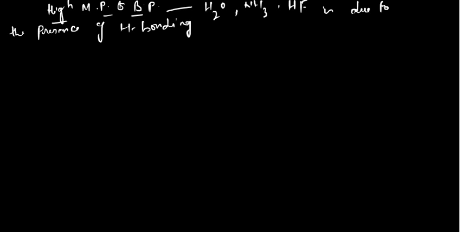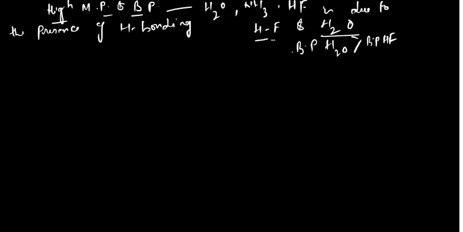So we know that if you compare these two, hydrogen fluoride and water, the electronegativity of fluorine is highest. Since the electronegativity of fluorine is highest, the boiling point for HF should be higher compared to water, but we have found it exactly opposite. The boiling point of water is greater than the boiling point of HF. What could be the reason?